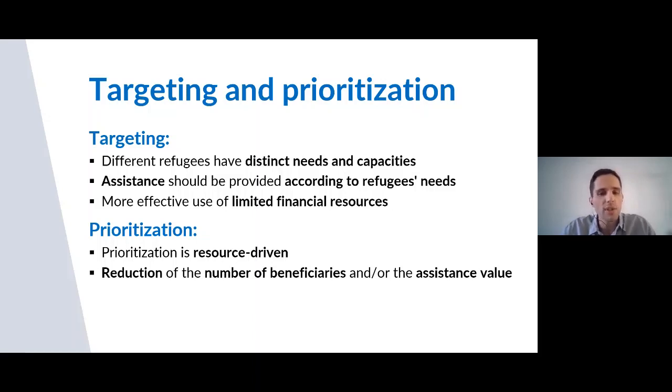This should also lead to a more effective use of limited financial resources. Prioritization, on the other hand, is resource-driven, meaning that funding shortfalls put us in a position where we cannot meet all the needs that we have identified. And prioritization is done either through the reduction of the number of beneficiaries or the assistance value, or a combination of both. Next slide, please.